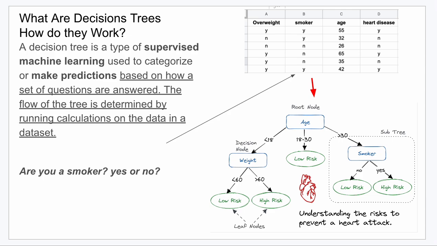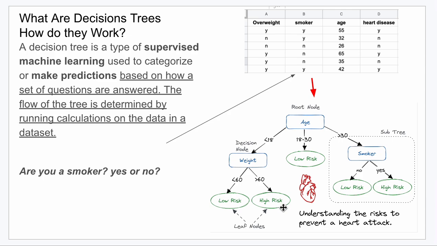So simply put, a decision tree is kind of like a flow chart. It's a type of supervised machine learning that makes predictions based on some data that is fed into it. And you get this flow chart that looks like a tree, where each stopping point is a question. Is your age less than 18? If yes, you go down here. Is your weight greater than 60?